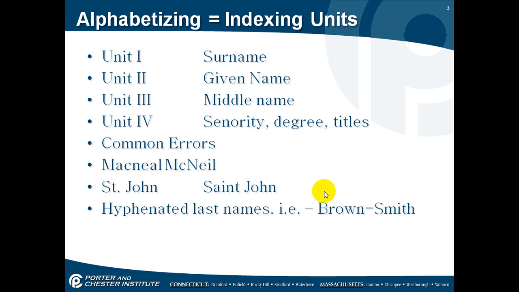Other common errors are names like McDonald's or McNeil. Do they spell it M-A-C or M-C? And St. John. Saint is supposed to be filed under S-A-I instead of the S-T abbreviation. And then you also have the hyphenated names. You have to know which one is really their first. If it's Brown-Smith, then it would be under Brown.